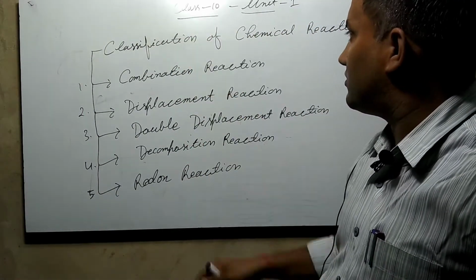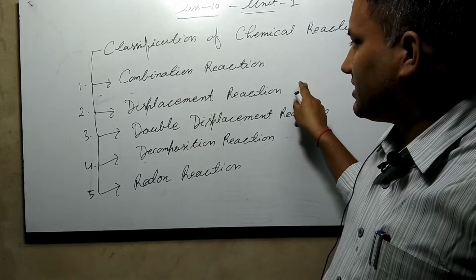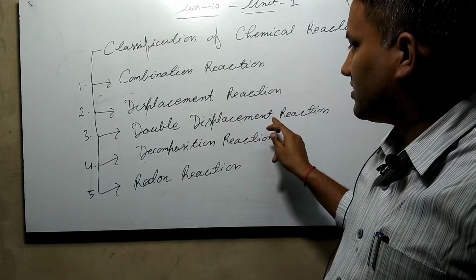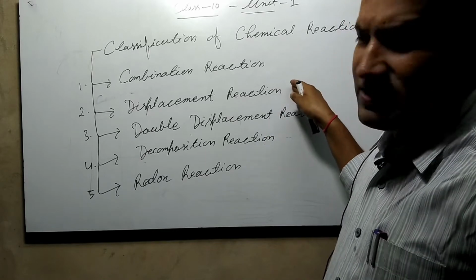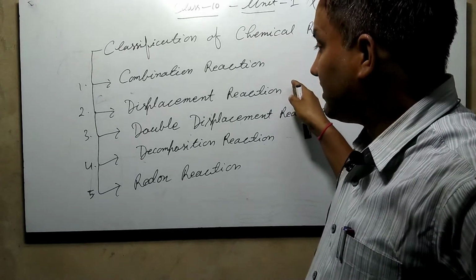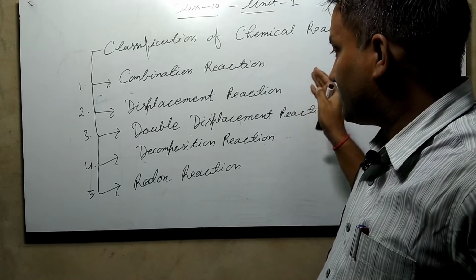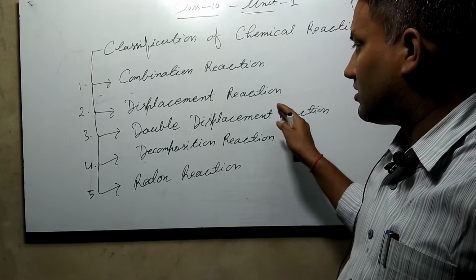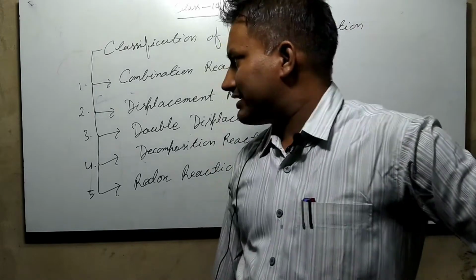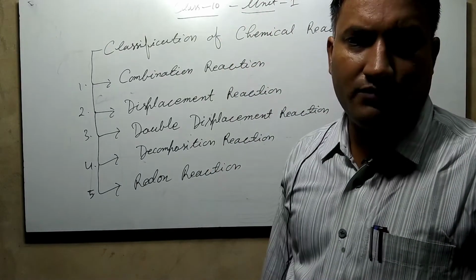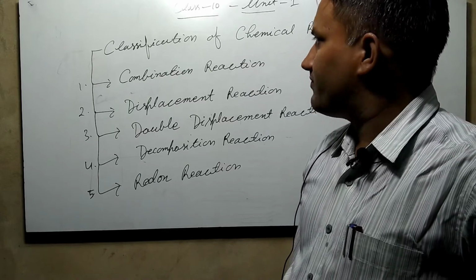You can see on the board: combination reaction, displacement reaction, double displacement reaction, decomposition reaction, redox reaction. Displacement reaction is also called single displacement reaction or single replacement reaction, double displacement reaction or double replacement reaction, decomposition reaction, and then redox reaction. So there are mainly 5 types of chemical reaction we will study.